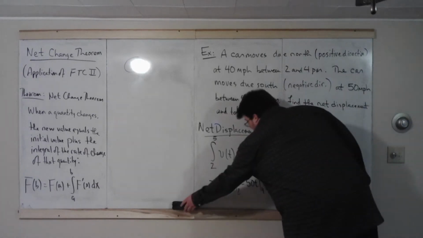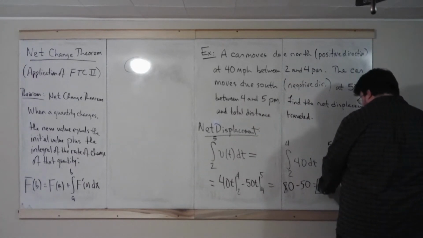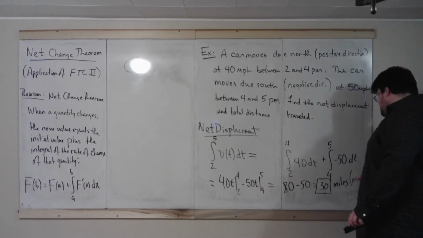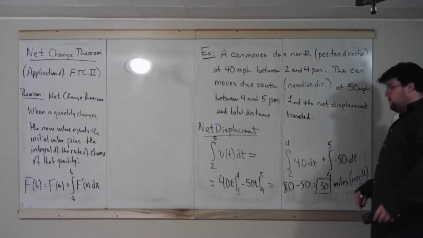So I'm just going to say it like this. I never like how positives look in front of numbers. So I'm just going to leave it as 30, and I'm going to put in parentheses north of where we started.